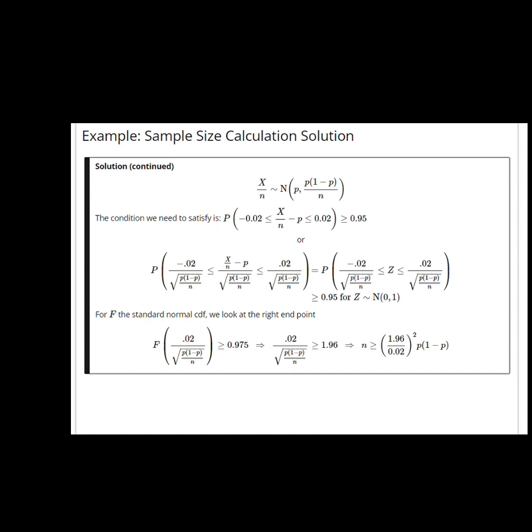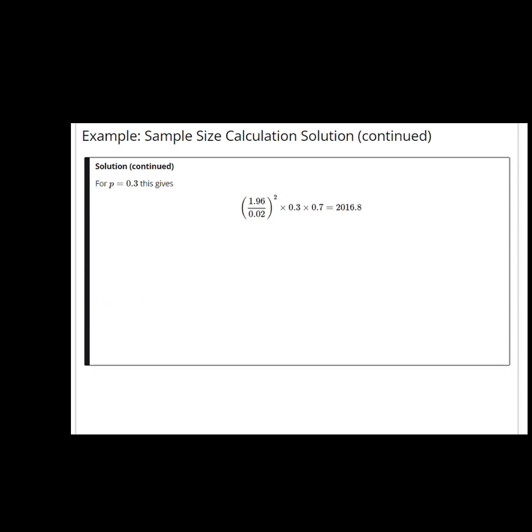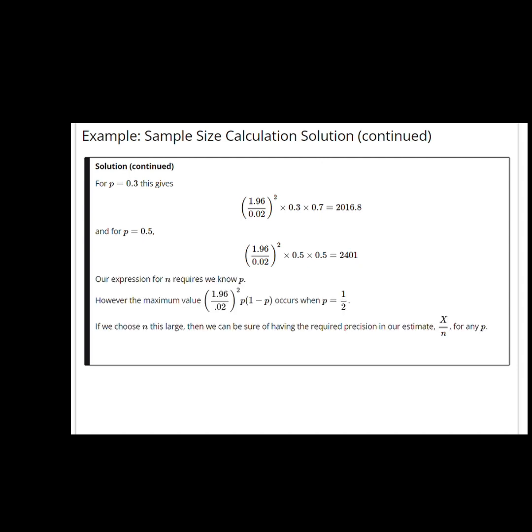So I guess what we could try is see what happens when we plug in specific values of p. For example, let's try p equals 0.3. P equals 0.3 gives us 1.96 over 0.02 squared, times 0.3 times 0.7, that's 16.8. If you were to try p equals 0.7, you'd end up with exactly the same answer. P equals 0.4, you'd get a slightly larger value of n. And in fact, the largest value of n you can get with that formula is when you use p equals 0.5. When p is 0.5, you obtain n equals 2401. This is the largest value of n you can get with any choice of p.